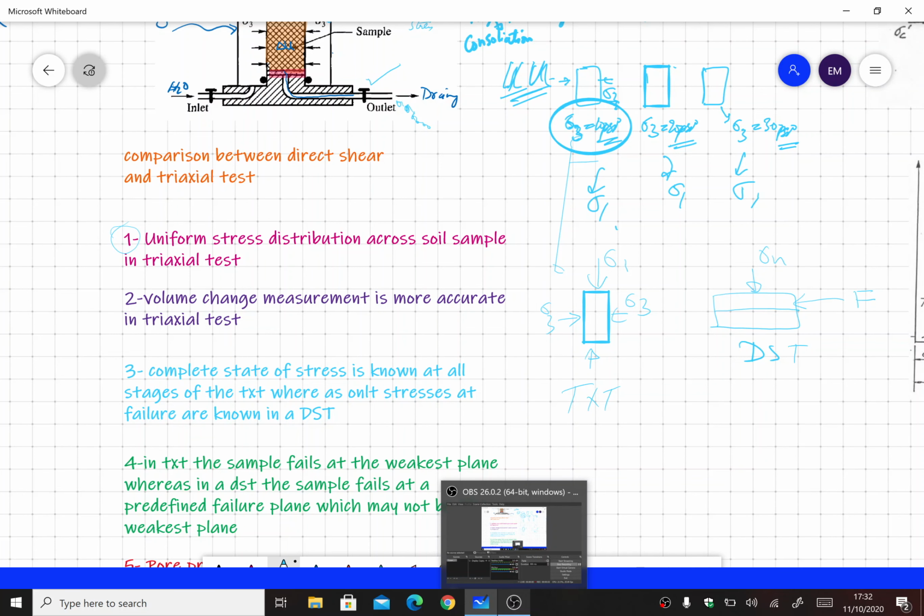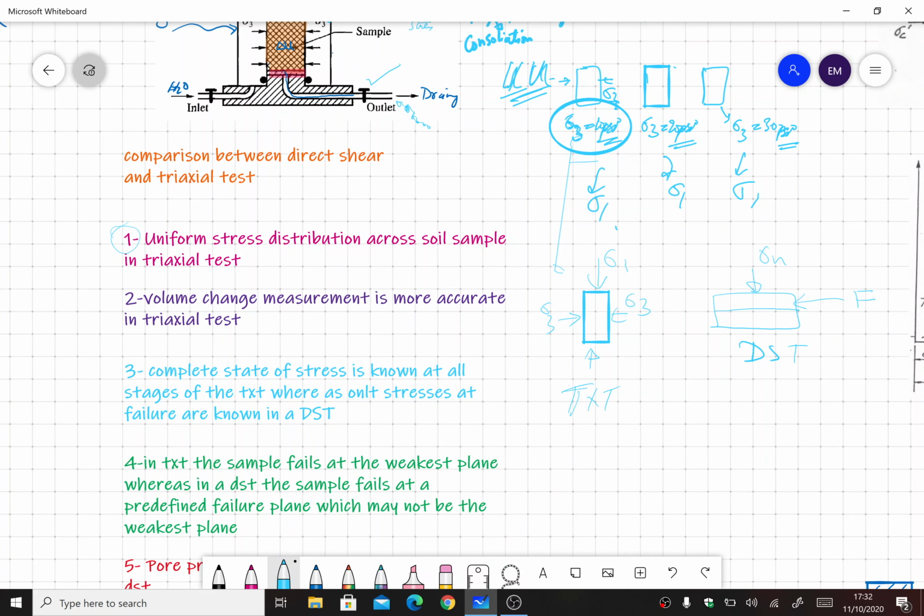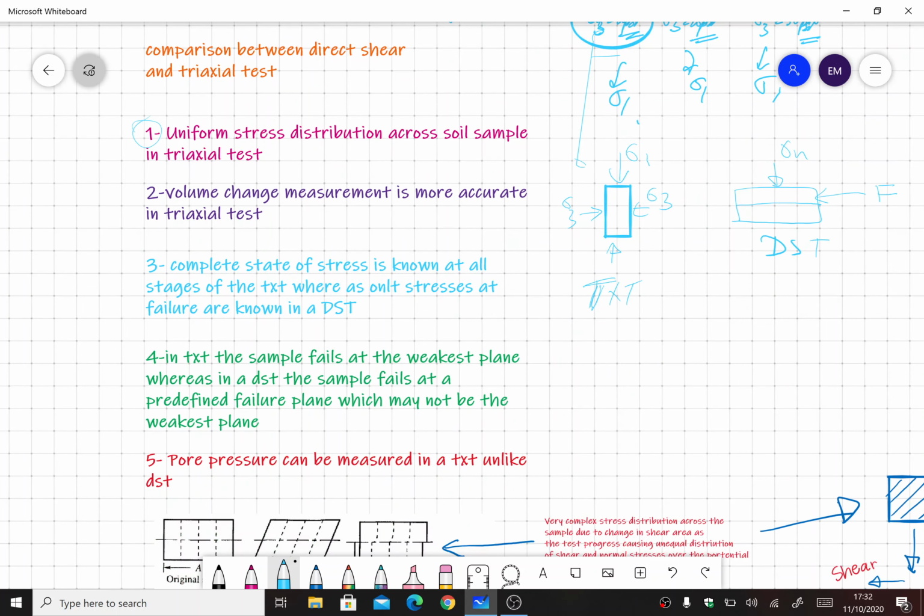So we were talking about the comparison between the TXT and the DST testing, that is triaxial testing and the direct shear test. So the first thing is that there is uniform stress distribution in case of triaxial test, whereas in a direct shear test, the stress distribution is not uniform. So that is explained actually by this figure here.